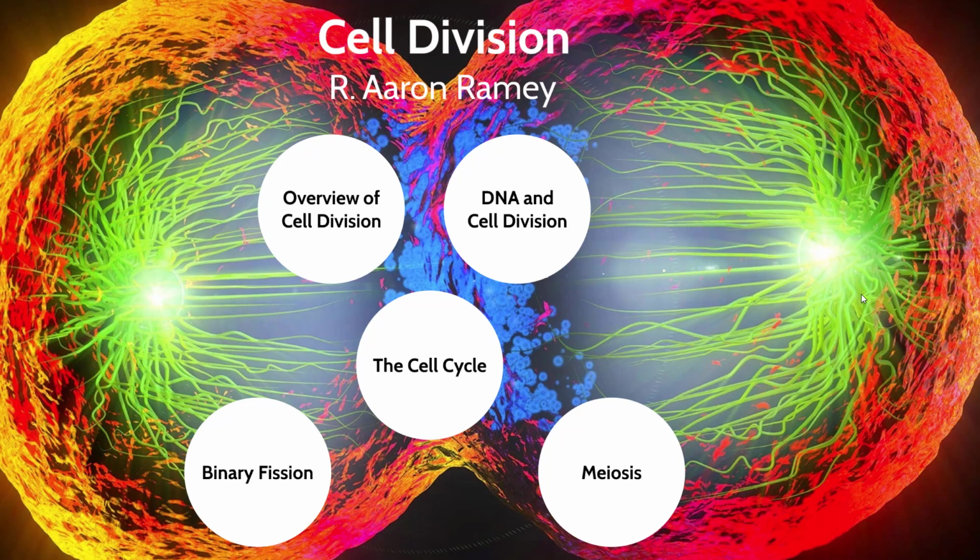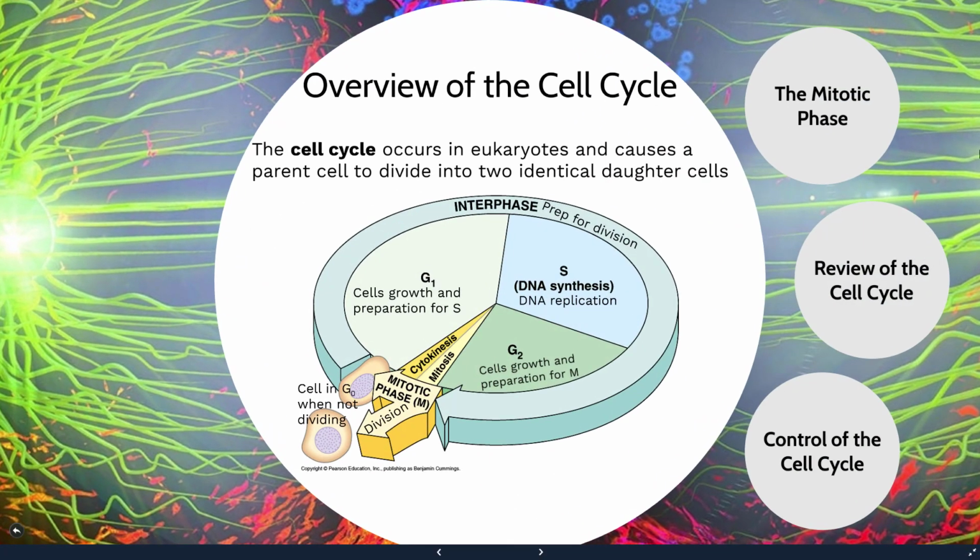The next type of cell division that we find is the cell cycle. Now, the cell cycle, again, is one of the major types of cell division in eukaryotic organisms. So here's our overview of the cell cycle. Now, remember what the cell cycle does overall. It takes one parent cell, and that parent cell divides to produce two identical daughter cells, identical to each other and the parent.